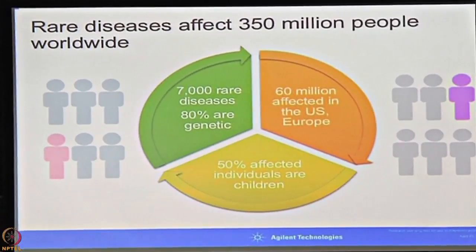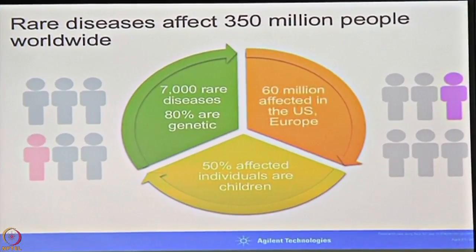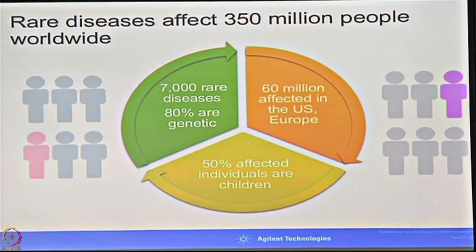So what are the rare diseases? Rare disease affects 60 million people in US and Europe, so it's quite a big number. And 7,000 rare diseases are known till now, and 80% of the reason for that is genetics. Something is wrong in their genetics.